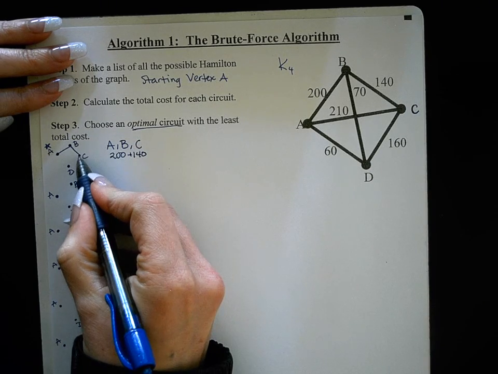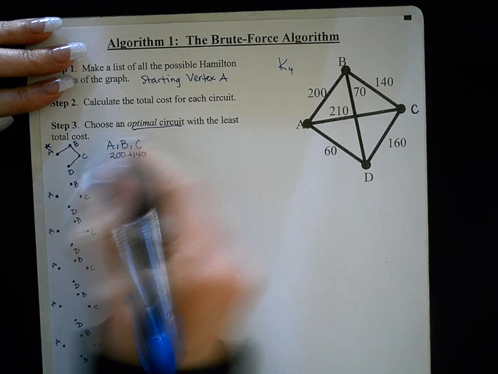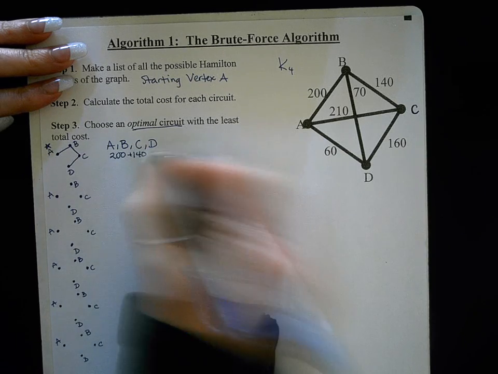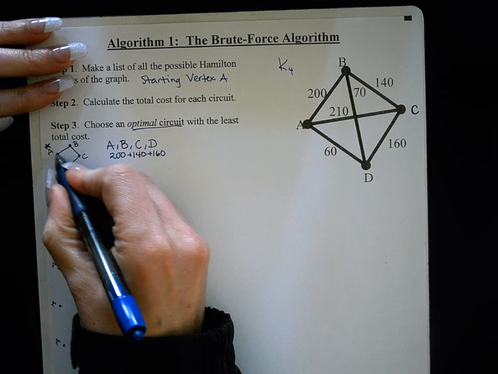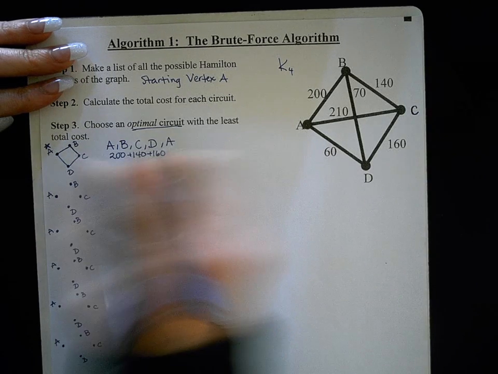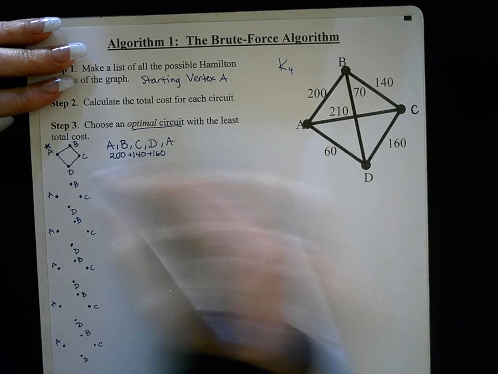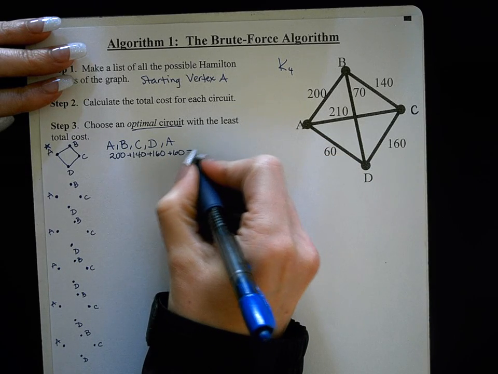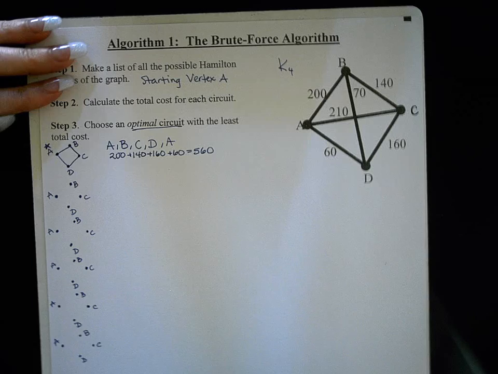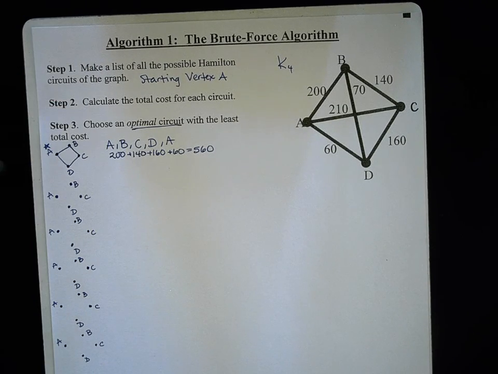Now from C, I have to go to D. From C to D is 160. And then from D, it will be time to go home. So that is what my first circuit looks like. And from D to A is 60. And the total of this is 560. So let's move on. That is the first circuit.